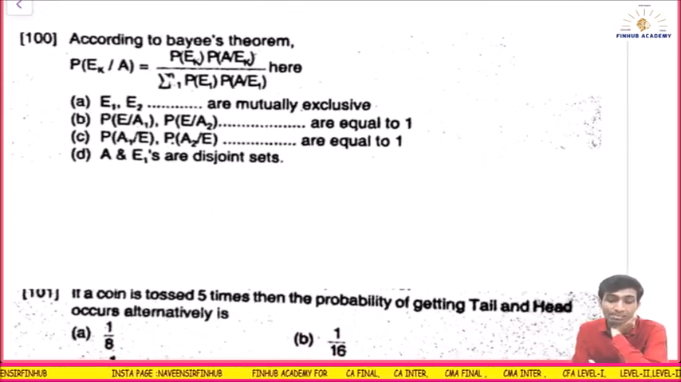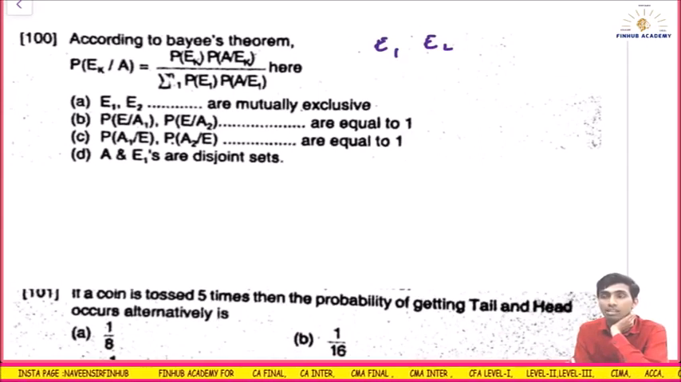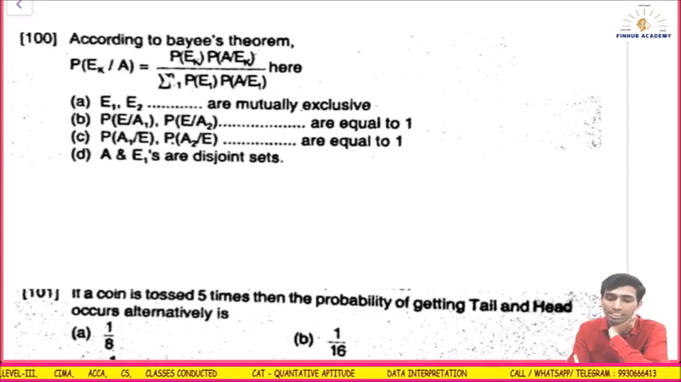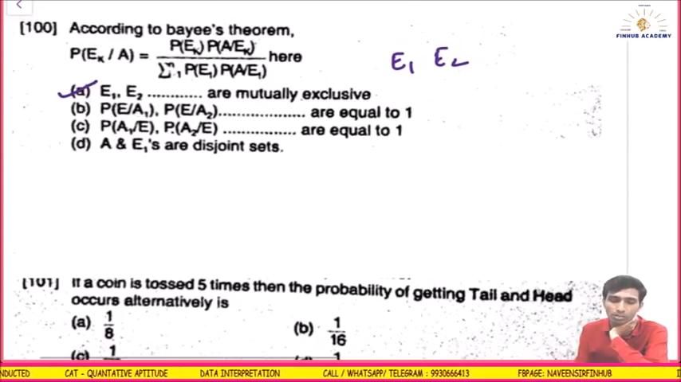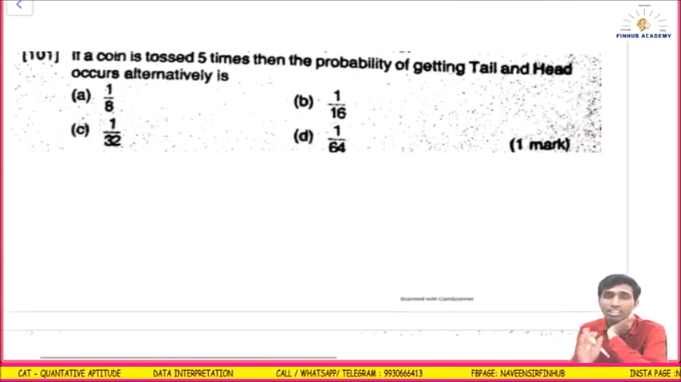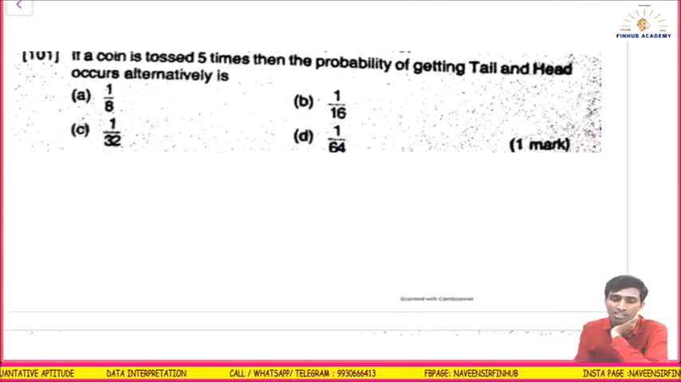But anyways, in Bayes theorem, these E1, E2 are mutually exclusive. Correct? So E1, E2 are mutually exclusive events. So A is the option. Okay. Anyways, it is not there, and this is the formula for the Bayes theorem. When you have the conditional probability, at that time you use that.